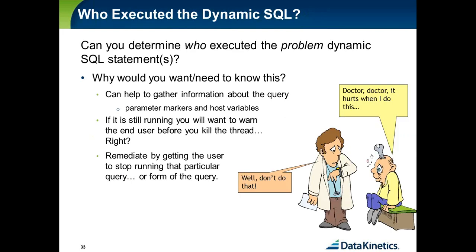And it's not always obvious who executed the statements, but it's useful to know if you can determine it. Why would you want to know that? Because it helps you gather information about the query, what parameter markers and host variables were used. If it's still running, you want to warn the end user before you kill the thread, and you want to remediate by getting the user to stop running that particular query or form of that query until you figure out what the performance problem is, if that's at all possible. So the more information you can gather here, the better.